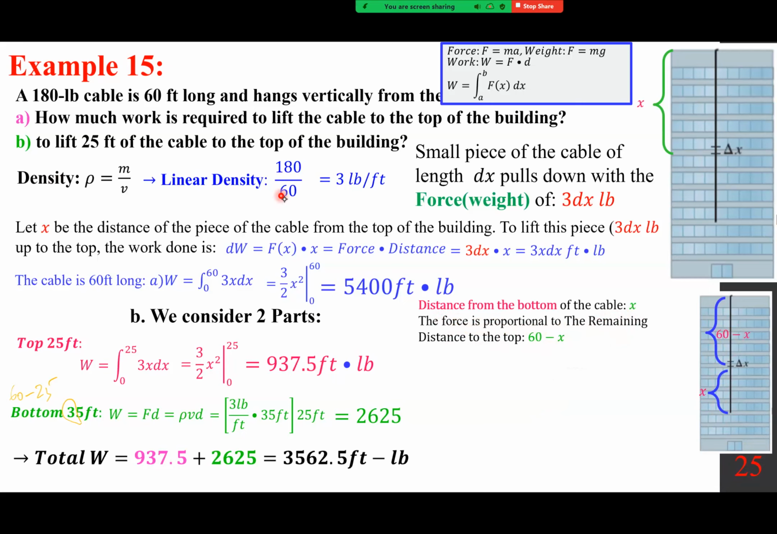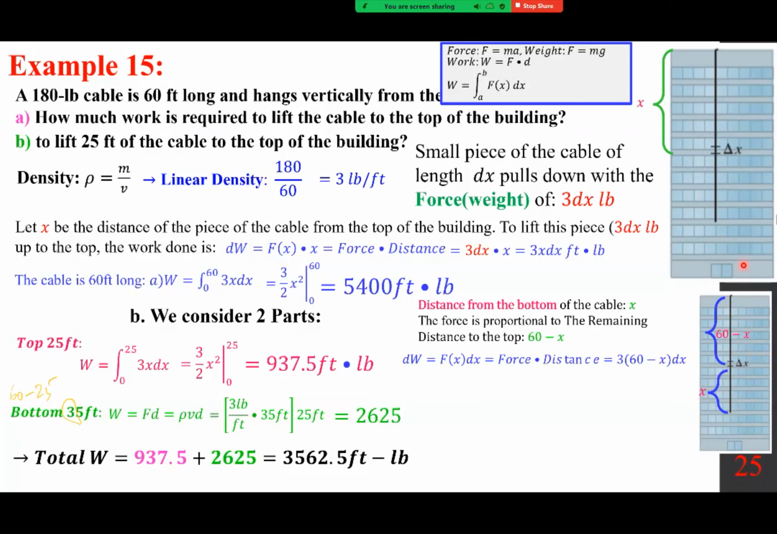This is not going away. But what happens is that the dw now, f of x dx, force times the distance, is 3 times 60 minus x times dx. So any of this, if the bottom is x, any part, any increment of this chain, this cable, at any distance from 0, from the bottom, which is x, has 60 minus x left to go up.